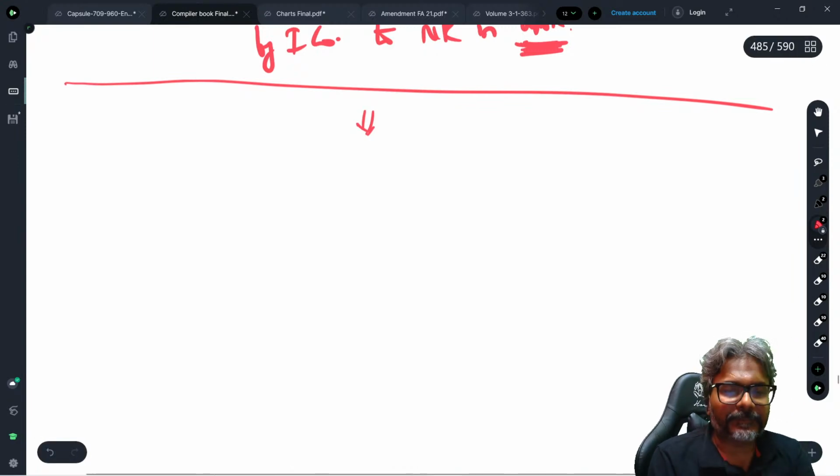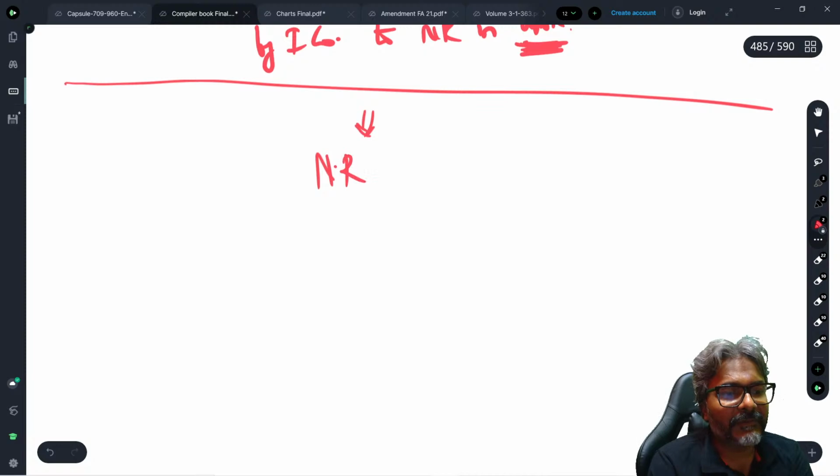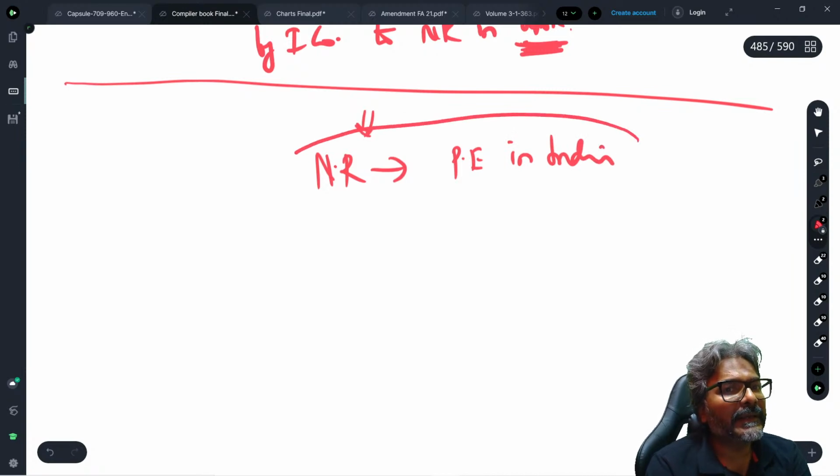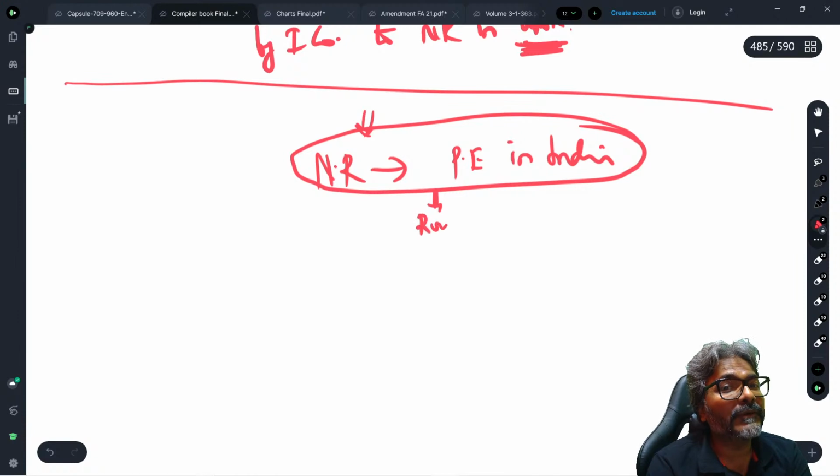Students, if they give you that the non-resident has got a PE in India, they will just try to confuse you. This PE in India can influence only which income? This can only influence royalty and FTS.